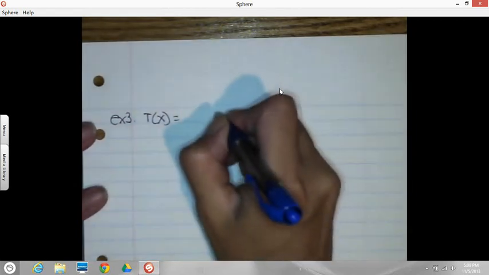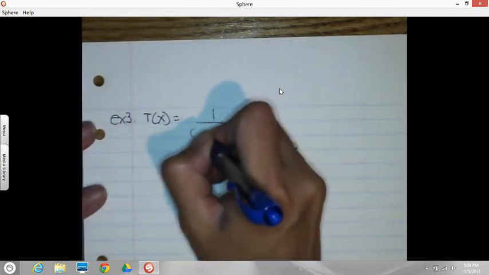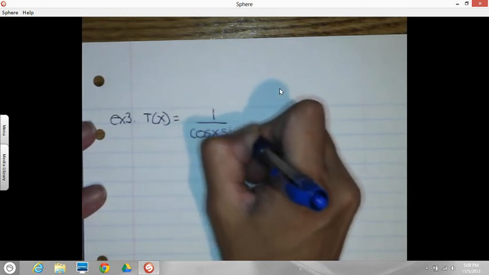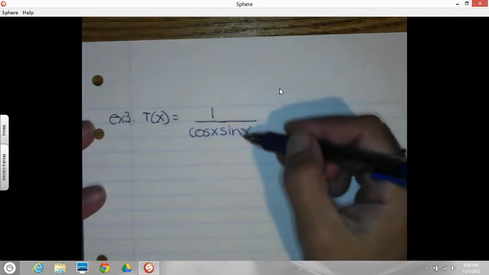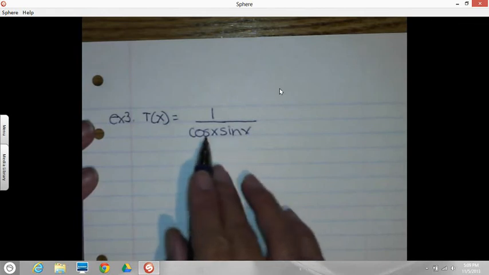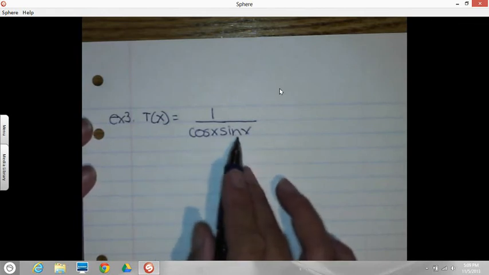Okay. Only doing the derivative one way this time. P of x equals 1 over cosine x times sine x. Okay, so we have to do a quotient rule because the x is down in the bottom. But if you look, the bottom's going to have its own product rule. So here we've got a product rule within a quotient rule.